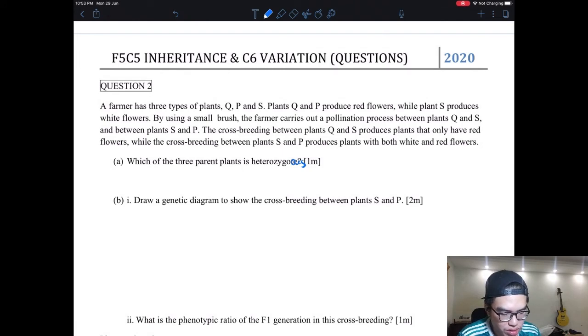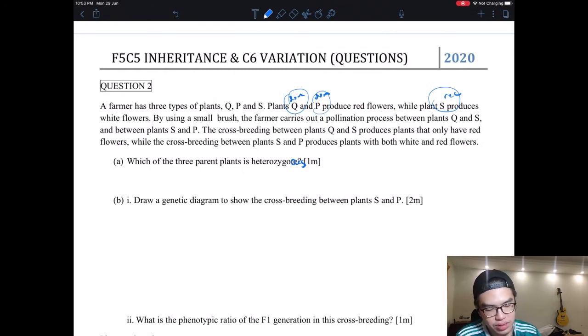So Q and P produce red flowers, so Q and P are dominant. S is recessive, assuming white is recessive. Of course. And then when I cross Q and S, it's dominant and recessive. And then I cross S and P, which is also dominant and recessive. Q and S produce only red flowers.